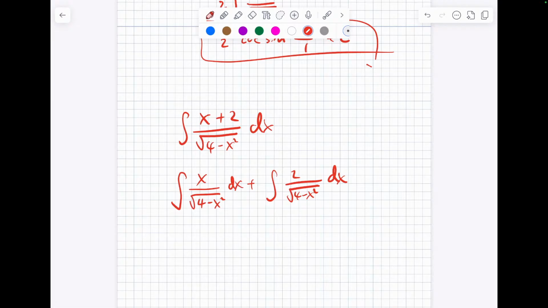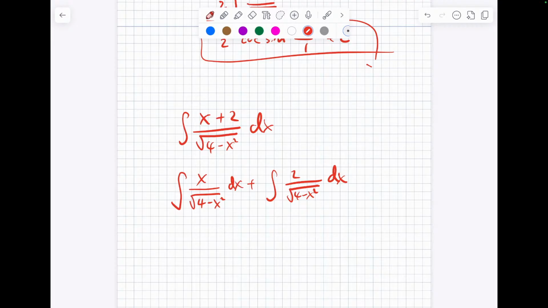But for this one, you see that the top is 2, it's not x. It's not 1 degree difference, it's actually 2 degree difference. So u has to be x, and then du has to be dx. And u squared has to be x squared, and a squared has to be 4, so a has to be 2. So therefore, it's going to be a squared minus u squared, and this is 2, this is going to be du. So that becomes 2 arc sine of u over a, which is x over 2, plus C.